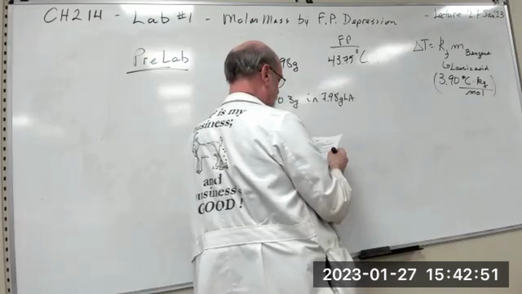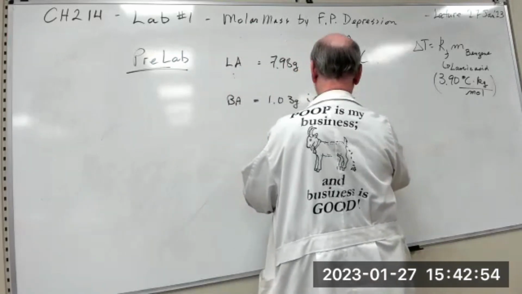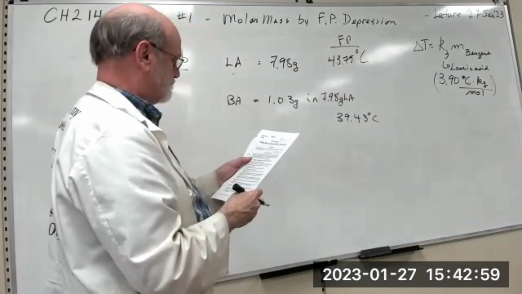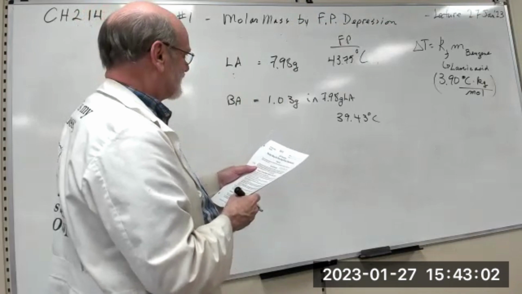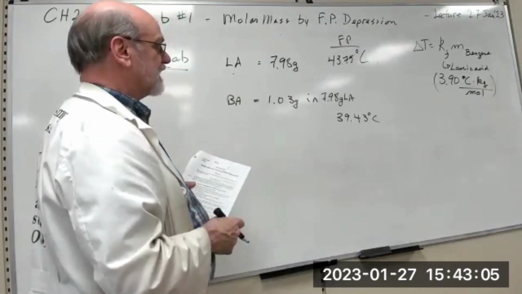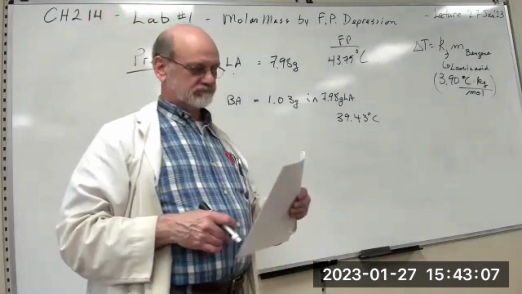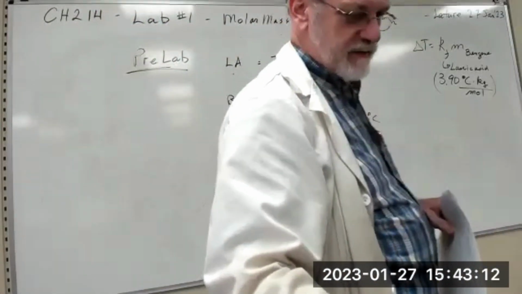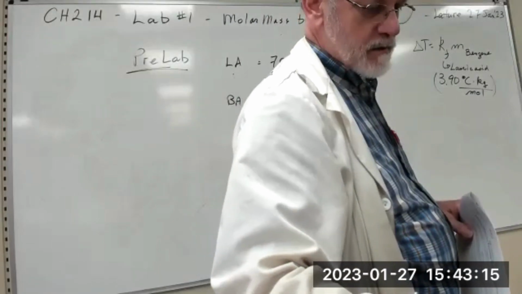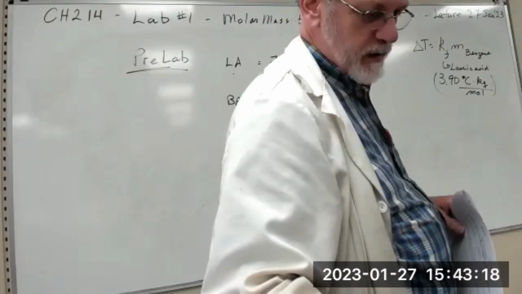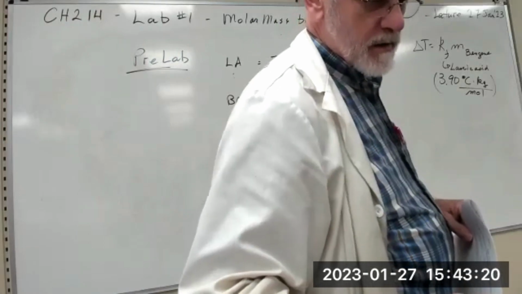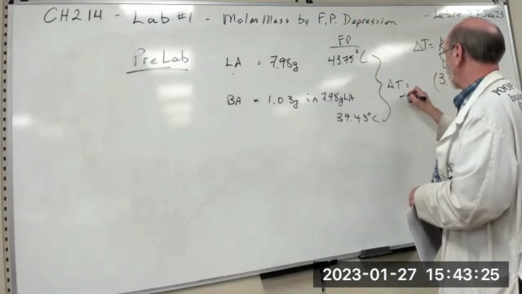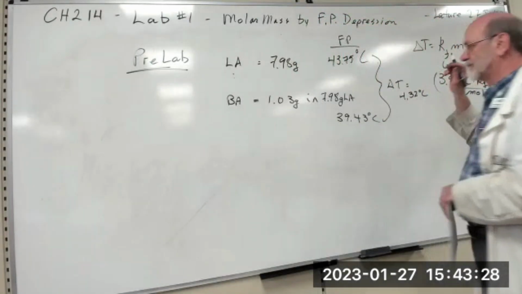now the freezing point changed to 39.43 degrees C. Okay. So what's the delta T? Get out our calculators. 43.75 and 39.43. 4.32. Delta T equals 4.32 degrees C.